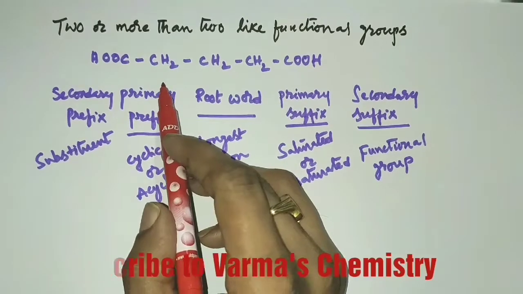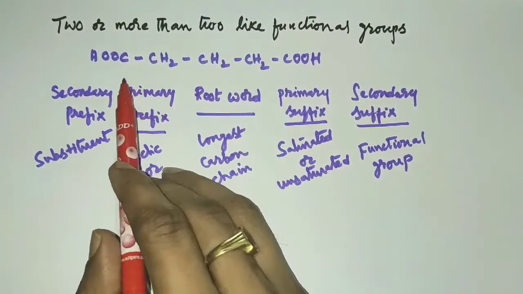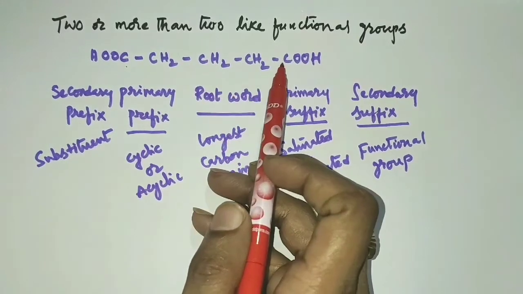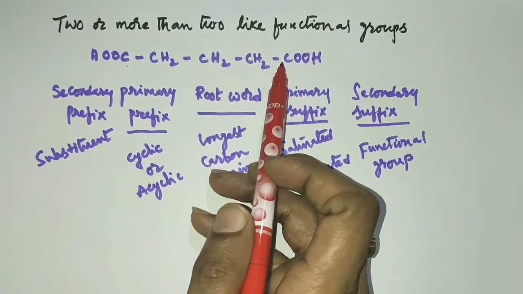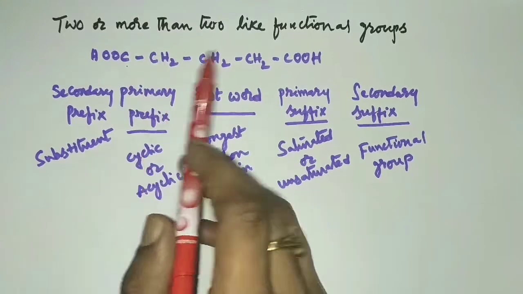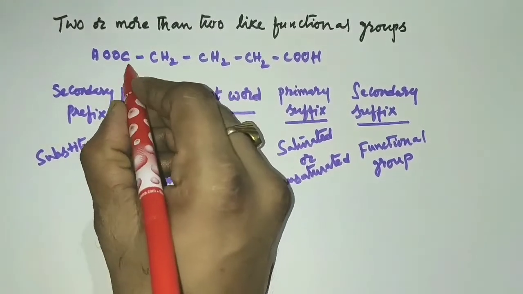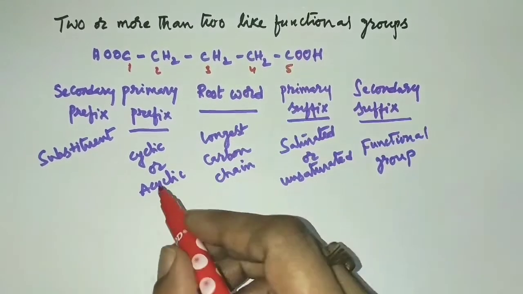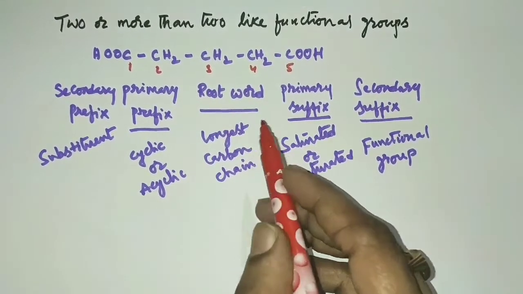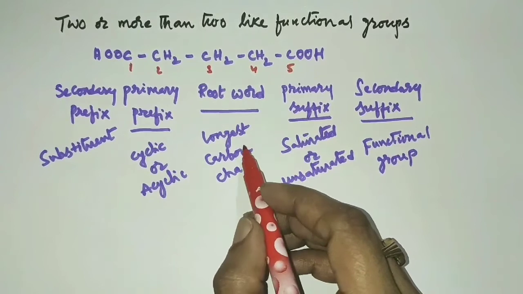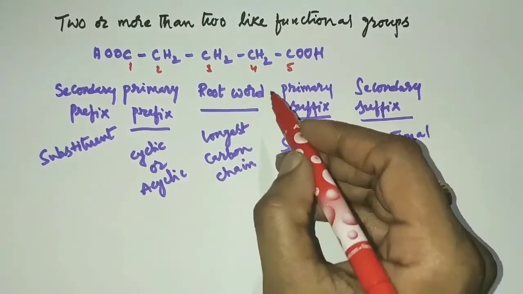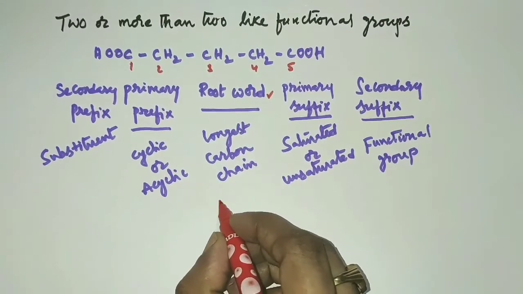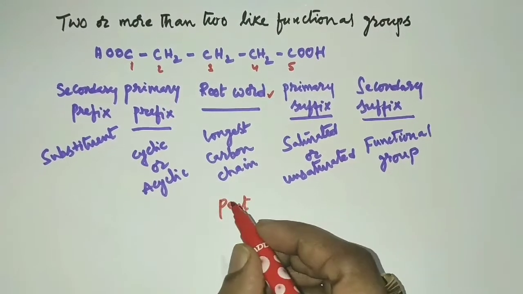If we see the compound given here, it contains 1, 2, 3, 4, 5 carbon atoms in longest carbon chain, including the carbon atoms in the functional groups. There are 5 carbon atoms in the longest carbon chain, and based on the number of carbon atoms in longest carbon chain, we can give root word to the compound, and if there are 5 carbons, root word is pent.